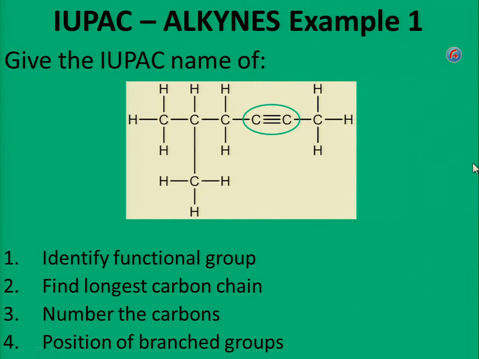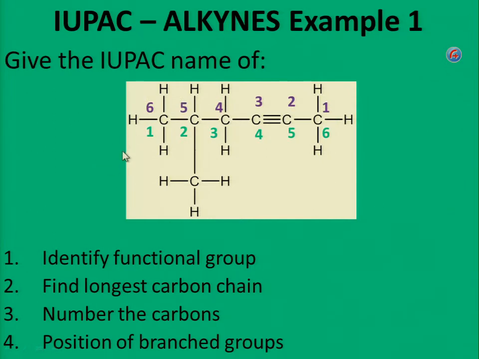Example 1. Give the IUPAC name of this molecule. The first step is always to identify the functional group. The functional group here is a triple bond. Therefore, this is an alkyne and the end part of the name should be -yne. The next step, find the longest carbon chain. There it is. 1, 2, 3, 4, 5, 6 carbons. It doesn't matter whether you go along the linear chain or the branch chain, you have 6 carbons in your longest carbon chain.